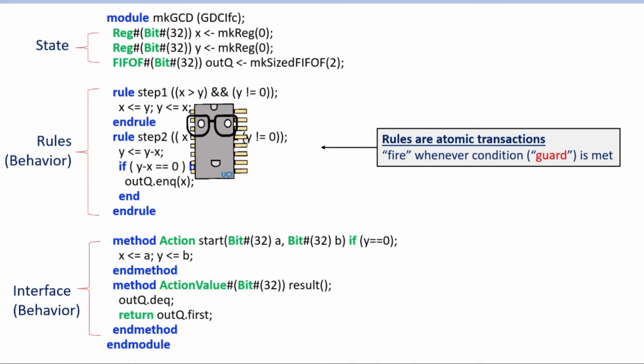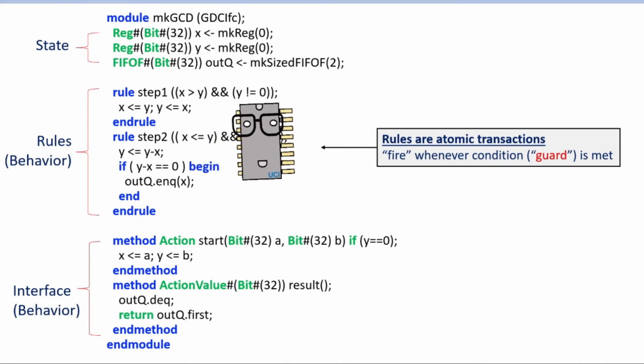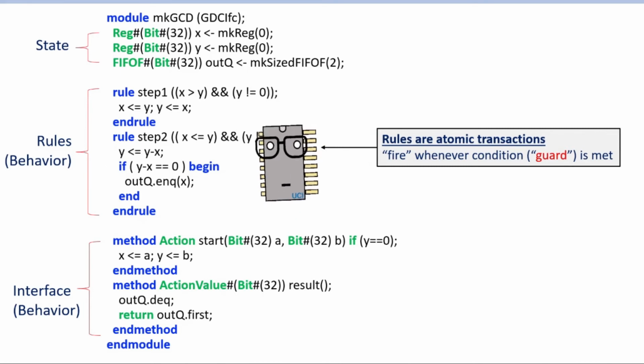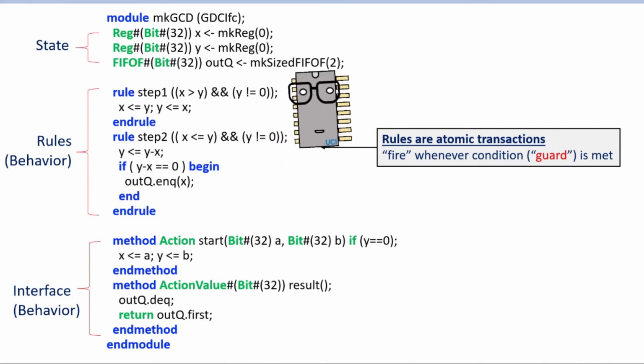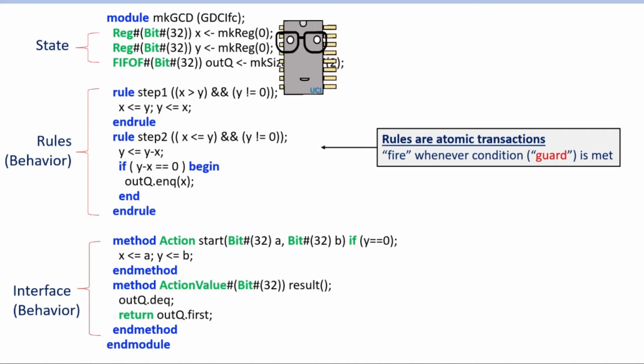So you have rule step 1, which is if x is larger than y, and if y isn't 0. Comparing y to 0 needs to be here so that these rules don't fire when we don't actually have input, because the initial values for x and y were 0.